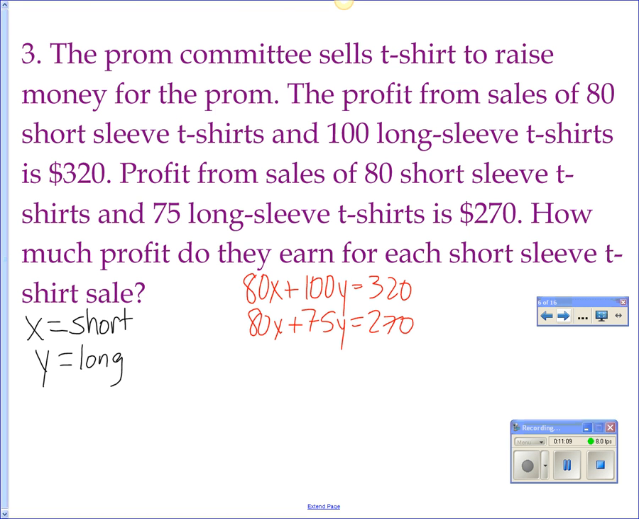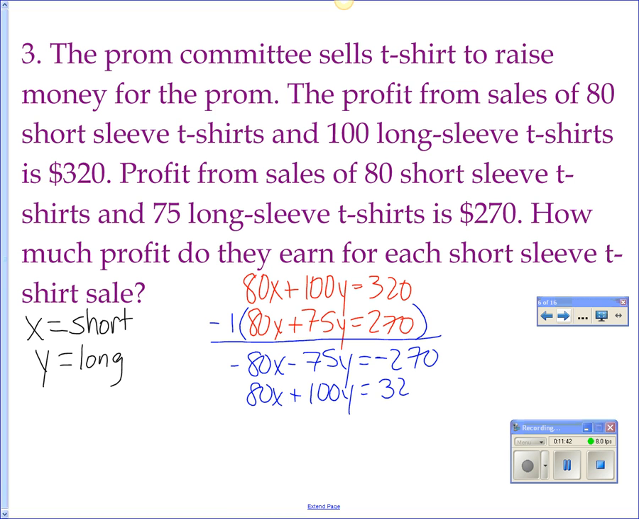What do you notice about this one? There's two 80s. The problem is they're both positive, so we need to multiply by -1. You want to do the top one or the bottom one? Multiply by -1 to turn it into a negative. So that gives me -80x, -75y, and -270. So that's not bad. That way you can turn it into a negative. All right, I'm going to write this top one underneath it. So that way they are lined up.